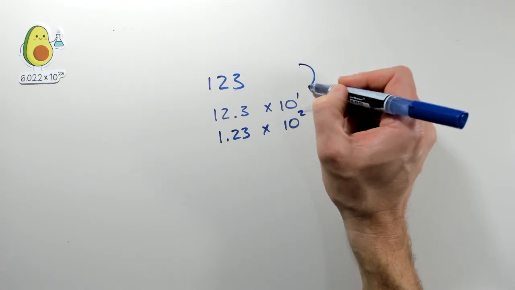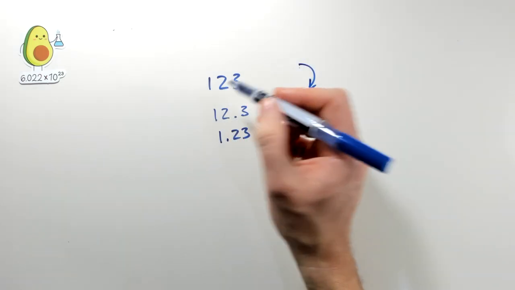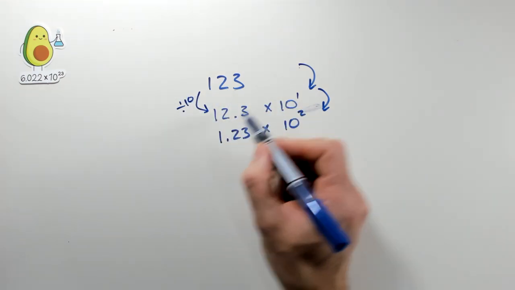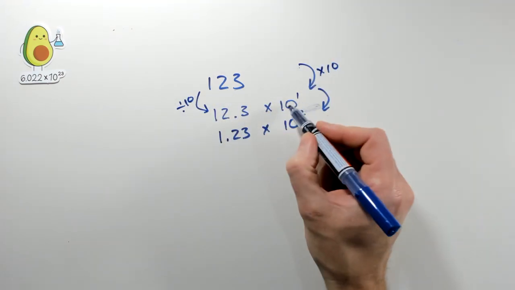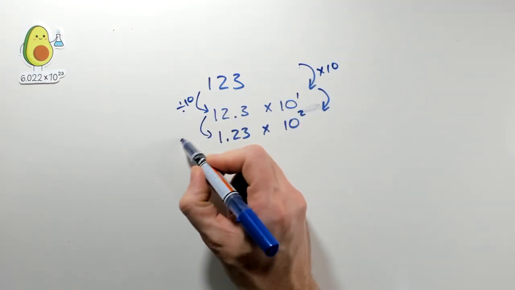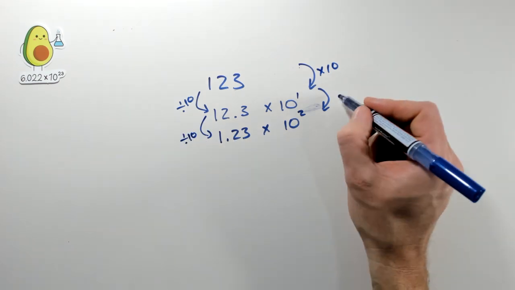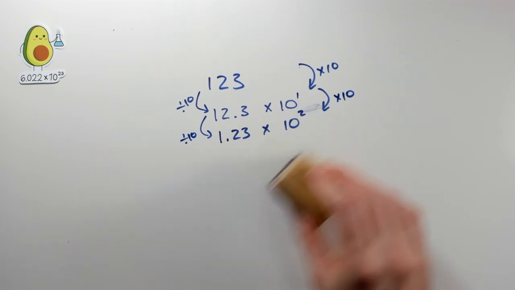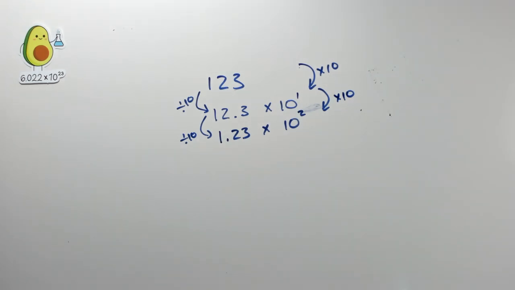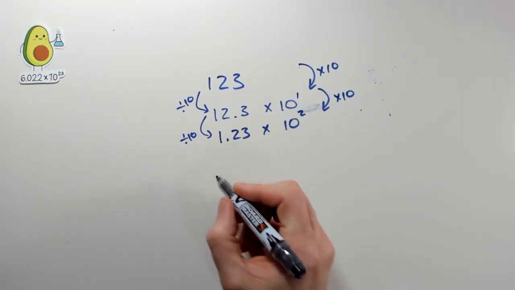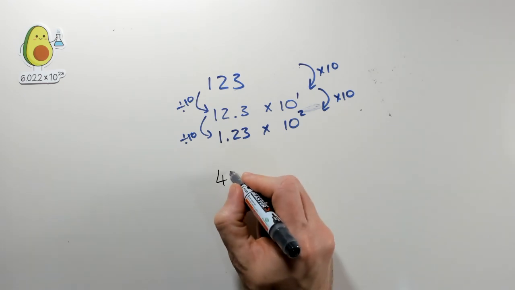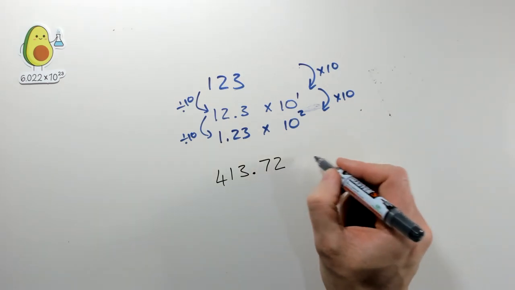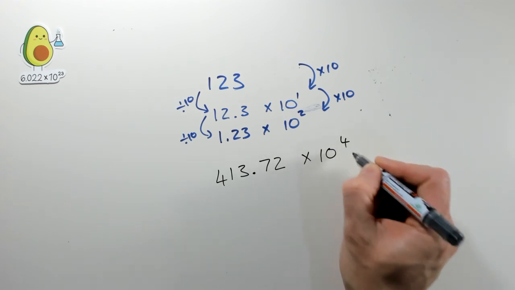So this is the progression that I went through. If I look at this side, what did I do? I divided by 10 on this side, and I multiplied by 10 to get here. And from here, I also divided by 10, and here I multiplied by 10. So if I have other numbers, let me keep that on the board there. Let's say I had a number like 413.72 times 10 to the power of 4.